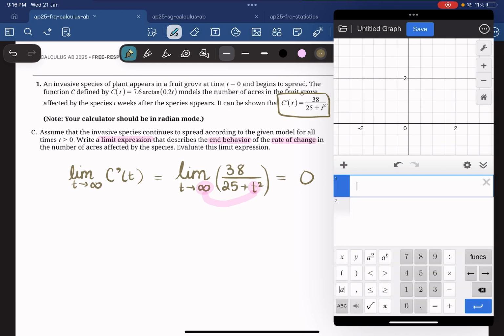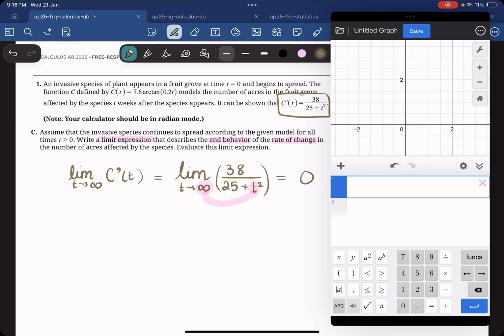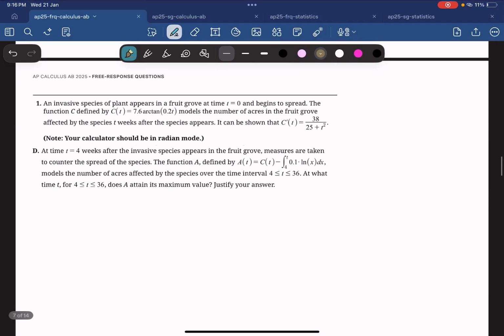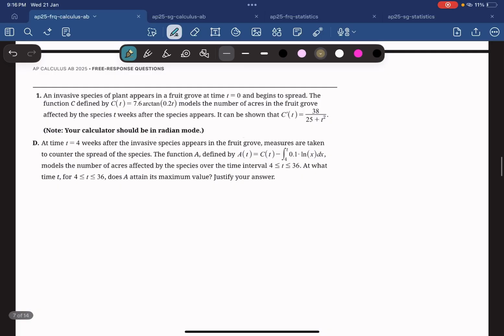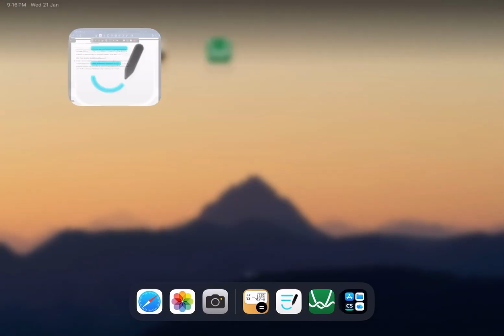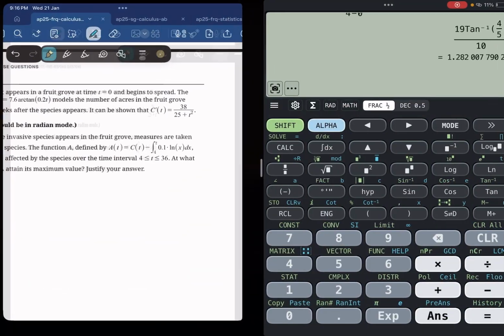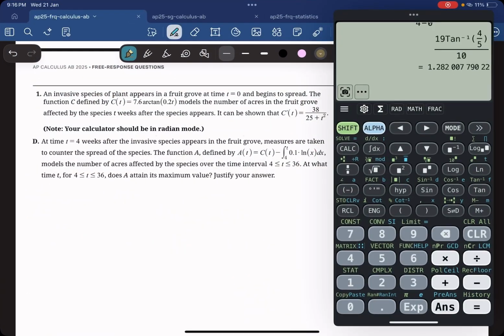Okay, and we don't need the Desmos calculator anymore, so I'm going to close it. Okay, and in part D, what do we have? Let's get the other calculator. Okay, here it is. Clear everything. In part D, they said at time t equals 4 weeks after the invasive species appears in the fruit grove, measures are taken to counter the spread of the species.